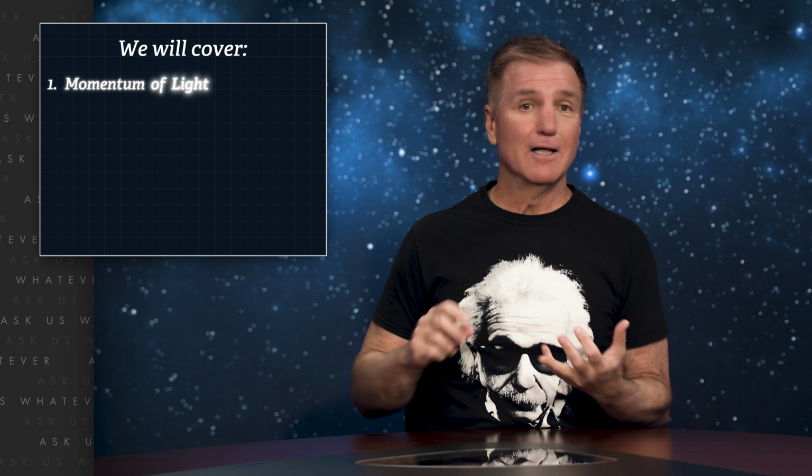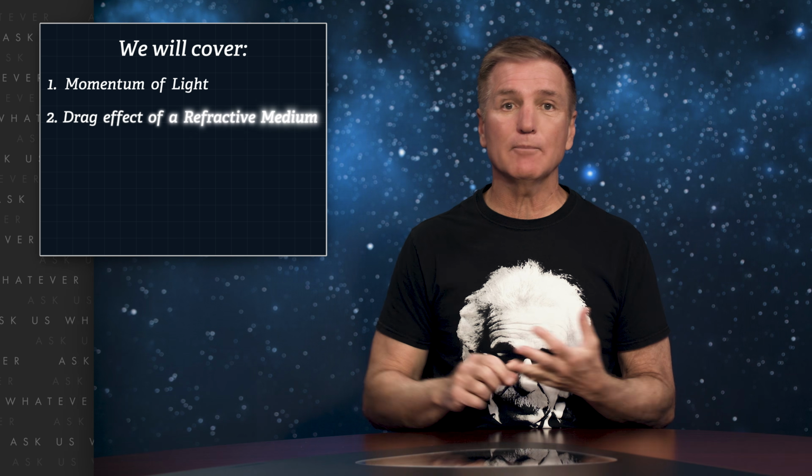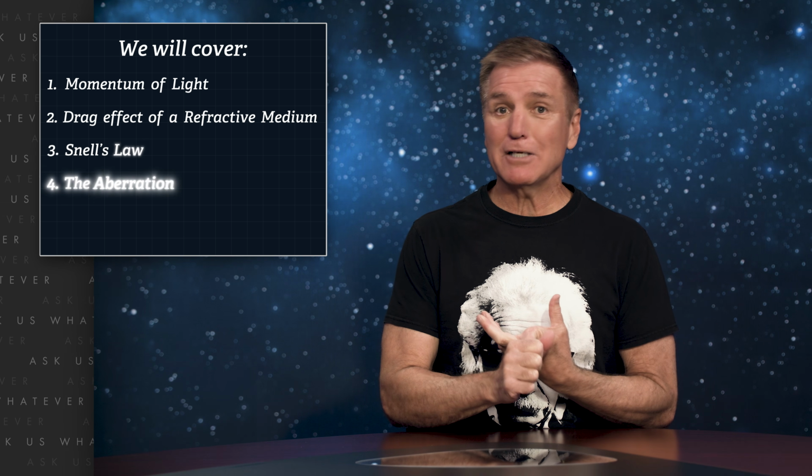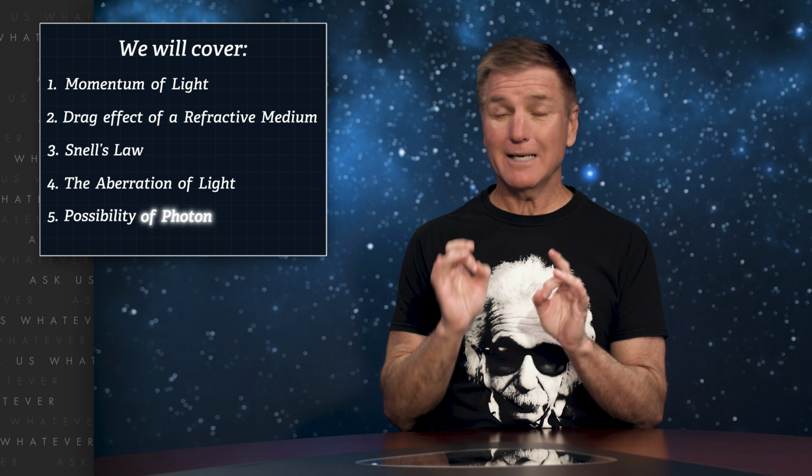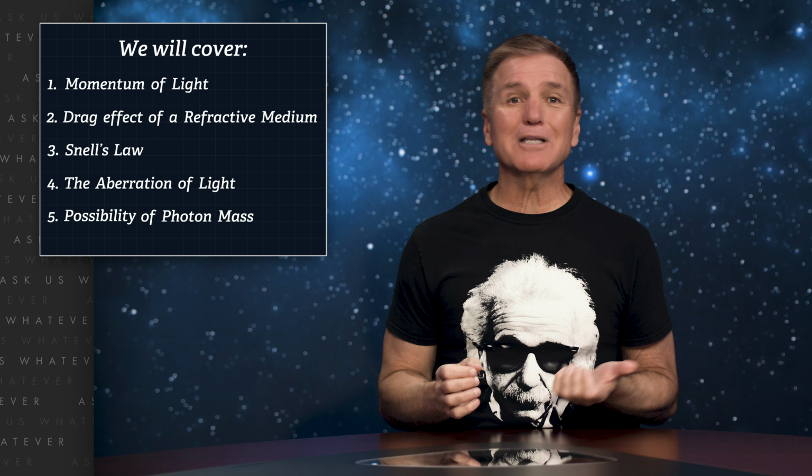I'm then going to build on this finding to present some new concepts regarding the momentum of light, the drag effect of a refractive medium, Snell's law, the aberration of light, and then I'll hint at the possibility that photons might have mass. Although some of these new concepts seem to contradict the second postulate of Einstein's 1905 special relativity paper, let's look closely at what he actually wrote.